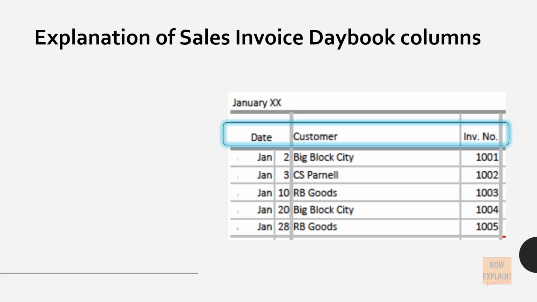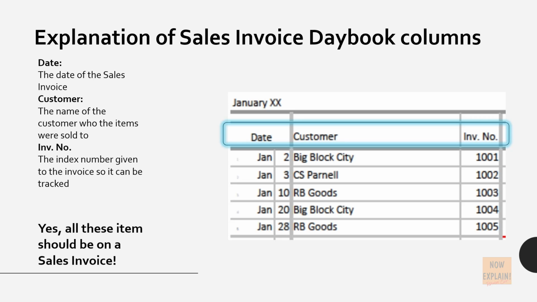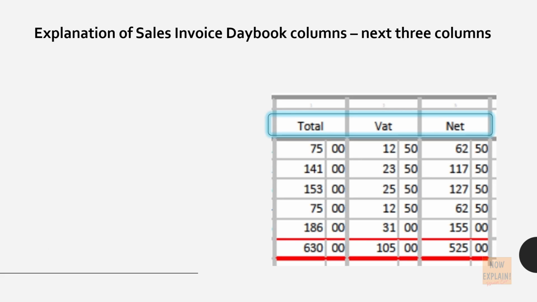So, explanation of the sales invoice daybook columns. Date, the date of the sales invoice. Customer, the name of the customer who the items were sold to. Invoice number, the index number given to the invoice so that it can be tracked. Yes, all these items should be on the sales invoice.